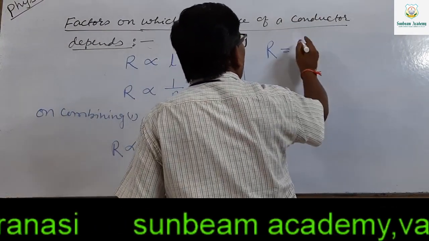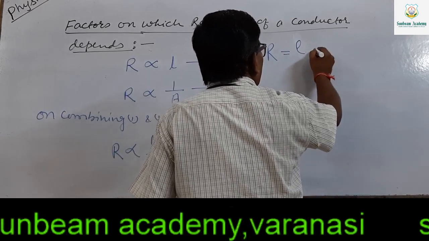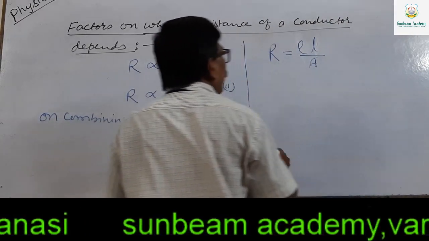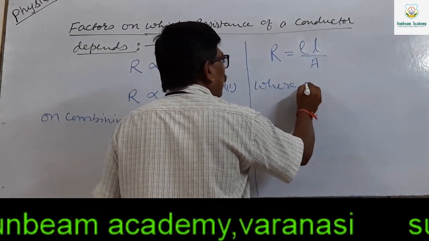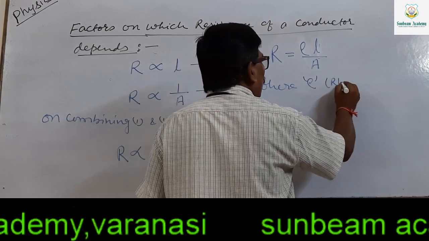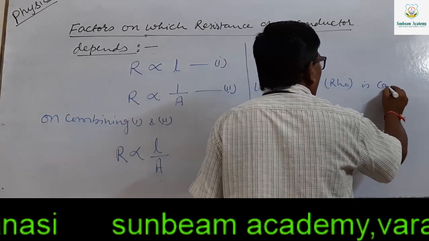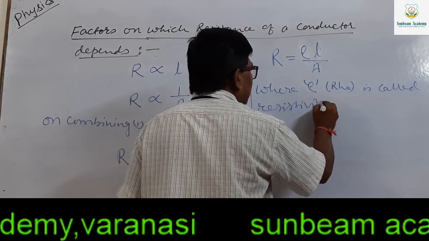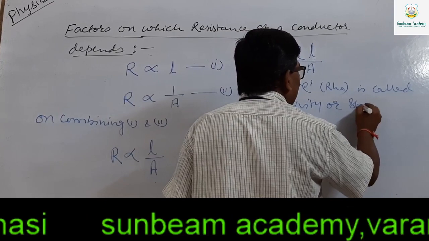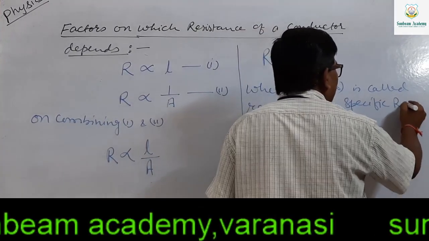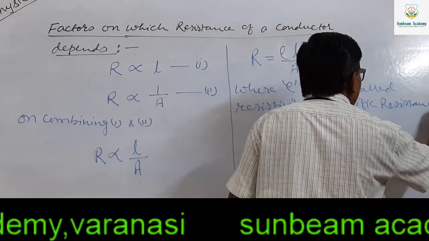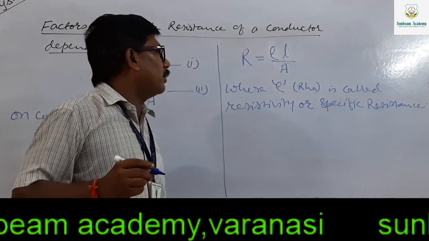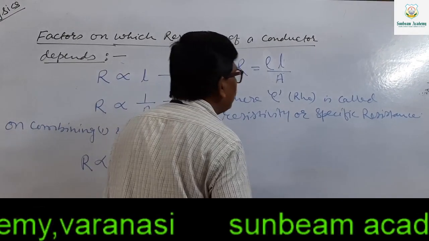Here, we will use a constant term after removing this proportional sign, that is rho. R is equal to rho L by A, where rho is called resistivity or specific resistance. जैसे आप हीट में पढ़े हैं स्पेसिफिक हीट, यहां भी इलेक्ट्रिसिटी में आ गया टर्म स्पेसिफिक रेजिस्टिविटी.